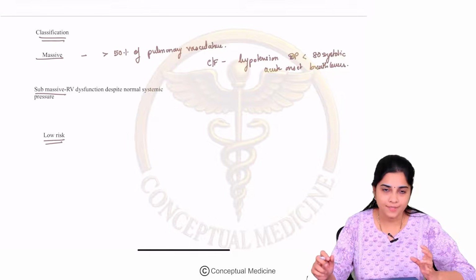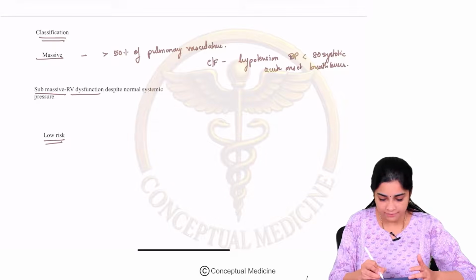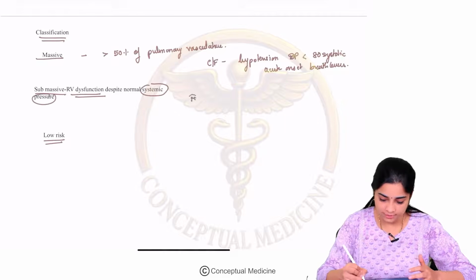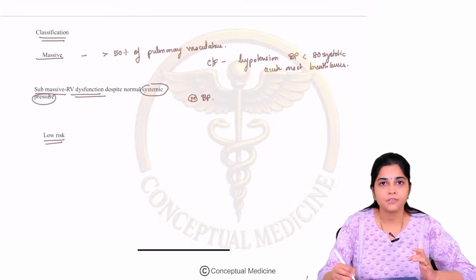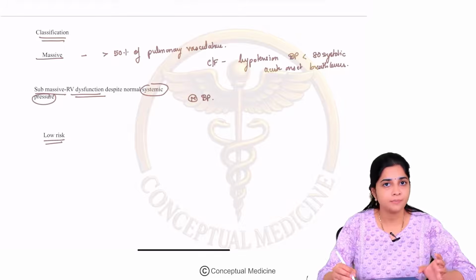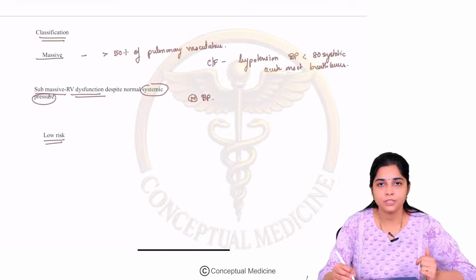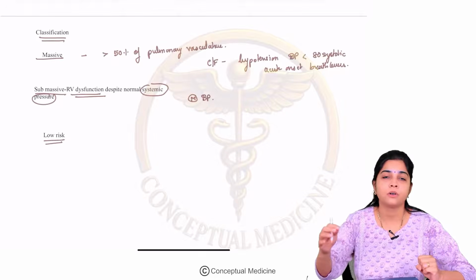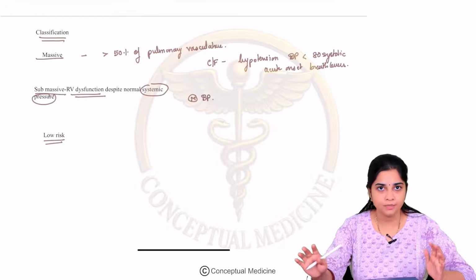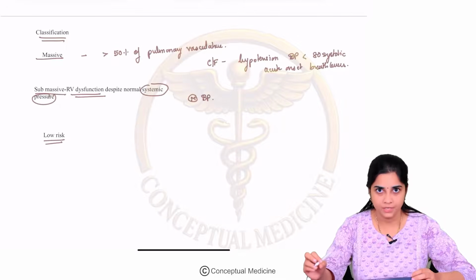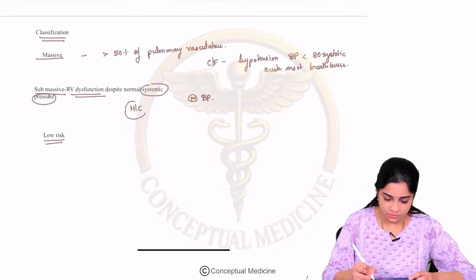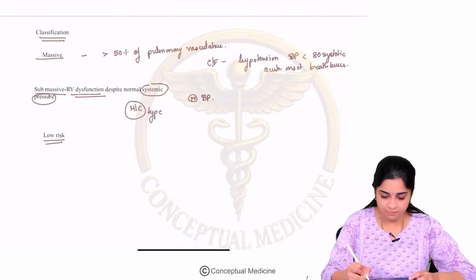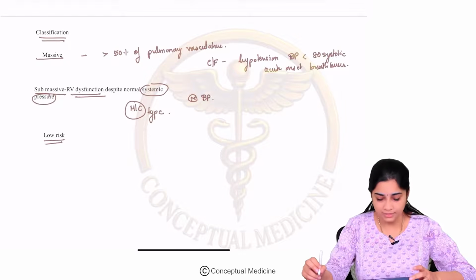So, what is a submassive condition? Here you have RV dysfunction, but the blood pressure is normal. So always remember there is normal blood pressure, but the RV dysfunction is present. So there is a pulmonary embolism resulting in RV dysfunction, but it is not huge enough to cause a decrease in the LV cardiac output, and hence the blood pressure is maintained. Submassive is basically the most common type. Submassive pulmonary embolism is the most common type.